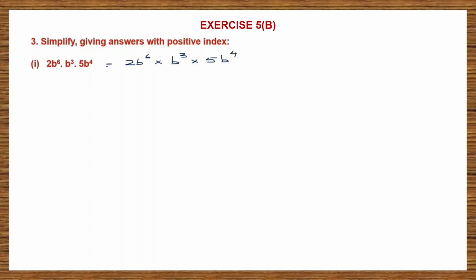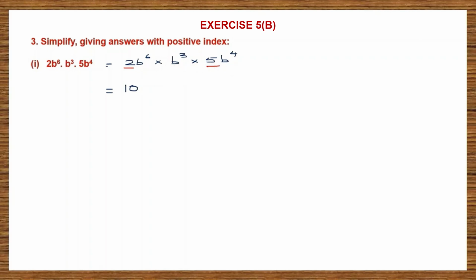Now the first thing we need to do is multiply the numbers. So here we have 2 and 5. So multiply. 2 5s are 10. So we have multiplied the numbers and we've got 10. Now look at the base. The base is the same, isn't it? b, b and b. That means we can use the product law here because it's multiplication. We can add up the powers.